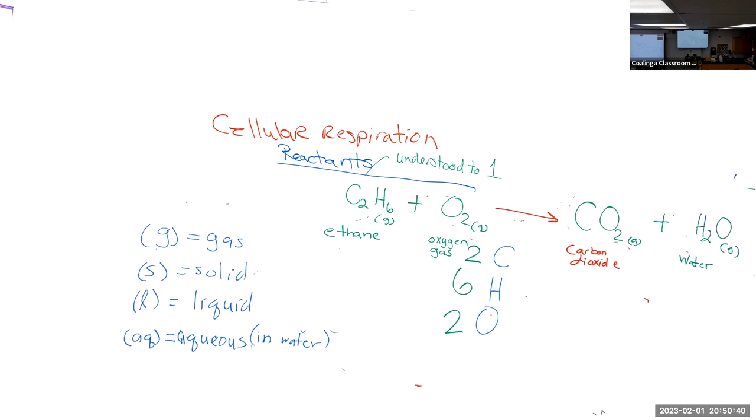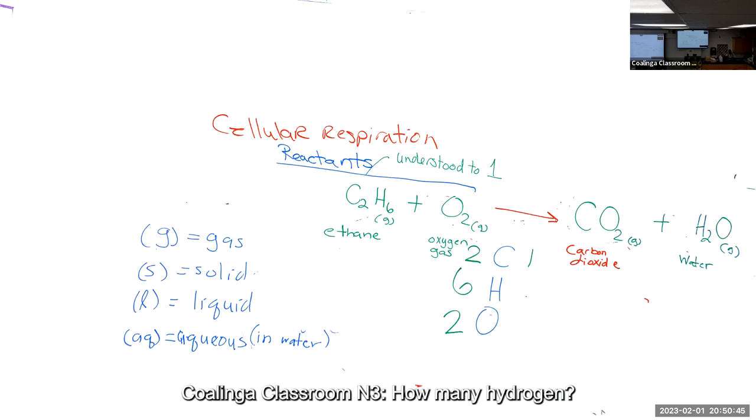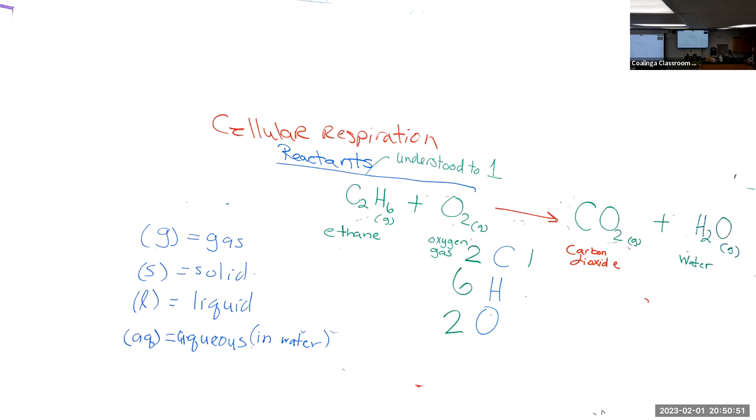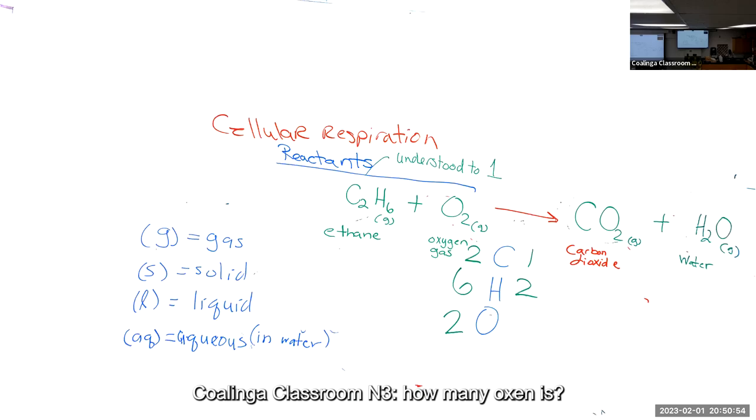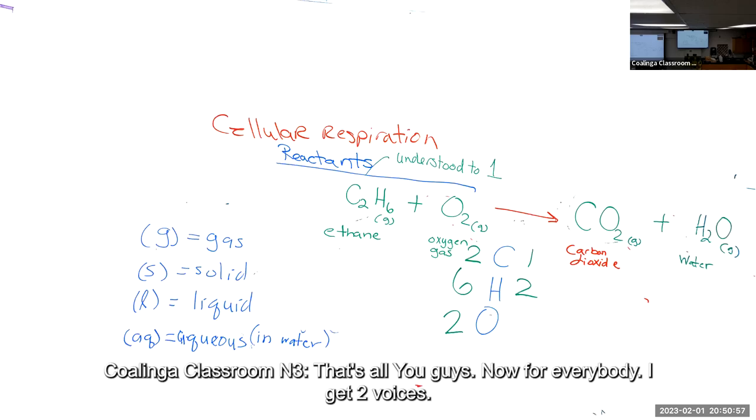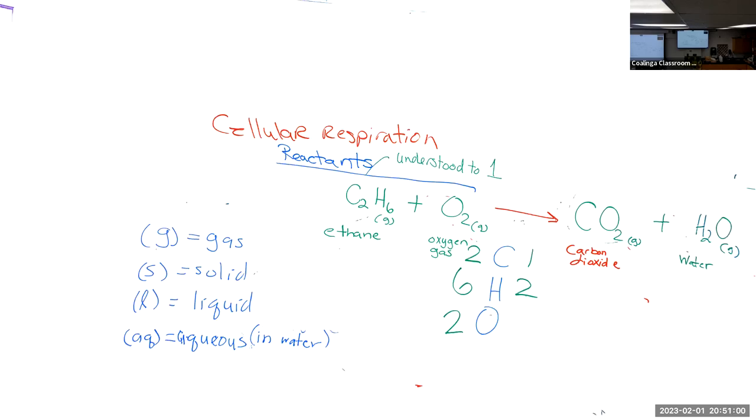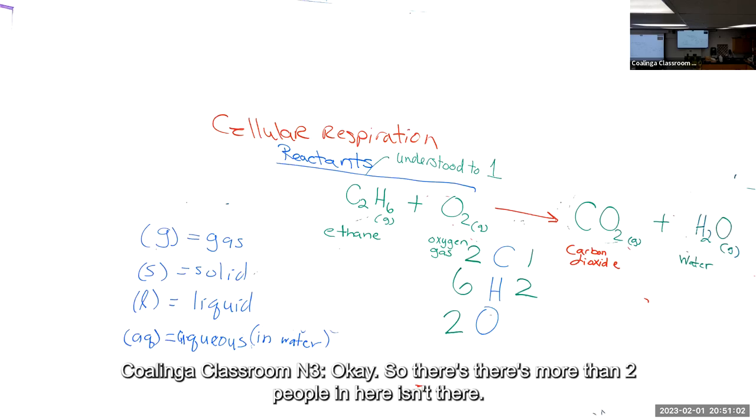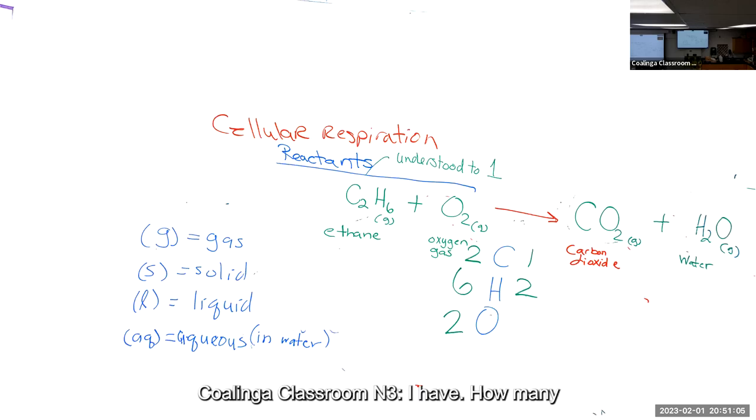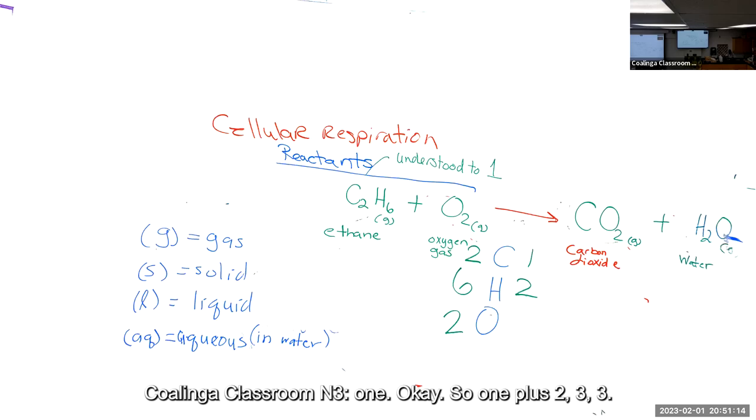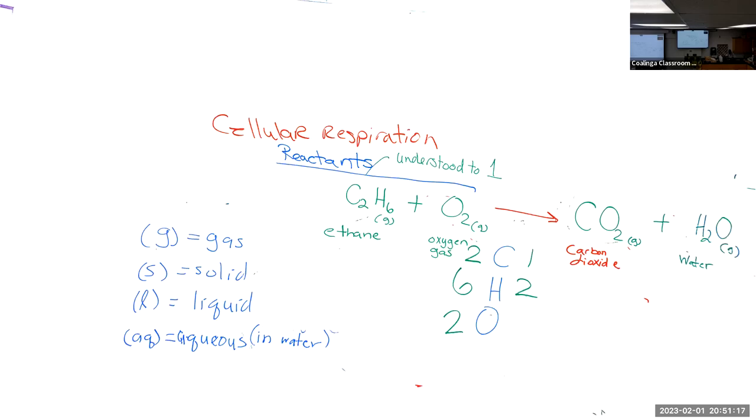Now on the product side, everybody, how many carbons? One. How many hydrogens? Two. Two? How many oxygens? Now, for everybody, I'm getting two voices. So there's more than two people in here, isn't there? So how many here? Two. Gary, how many do you see here? I have two. And how many here? One. Okay, so one plus two? Three. Three. Okay, so is it balanced?